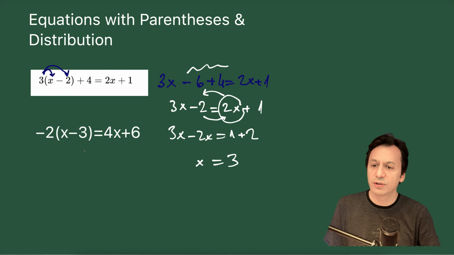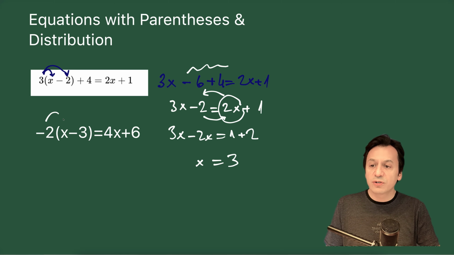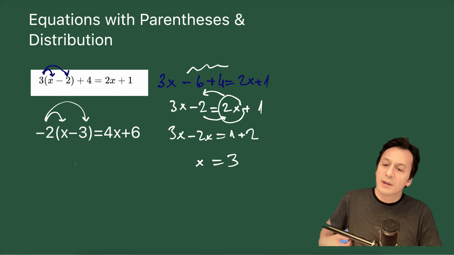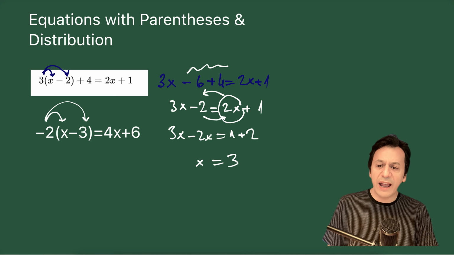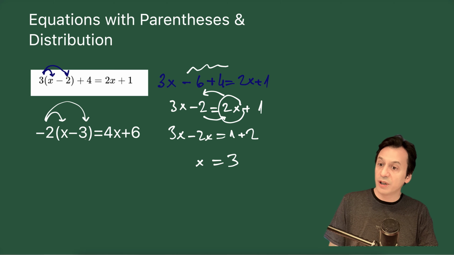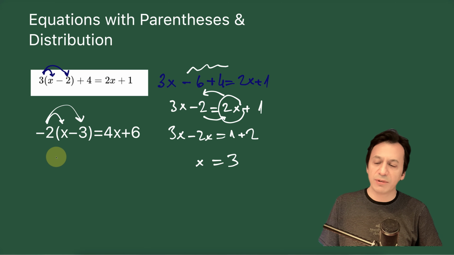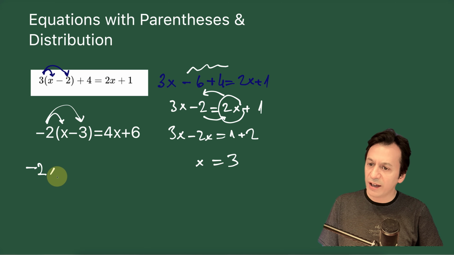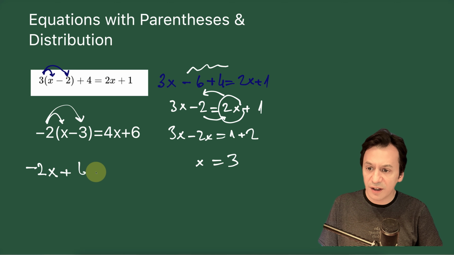Okay, now let's do this one. Now I will distribute this minus 2. But be careful. Actually, you can view this one as x plus minus 3, and this minus 2 is actually multiplied by this minus 3. So that's how I'm going to do it. Minus 2 times x makes minus 2x, and minus 2 times minus 3 makes plus 6 equals 4x plus 6.